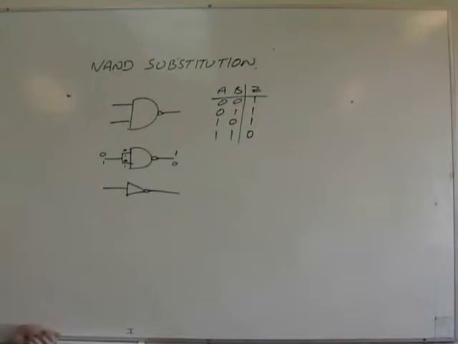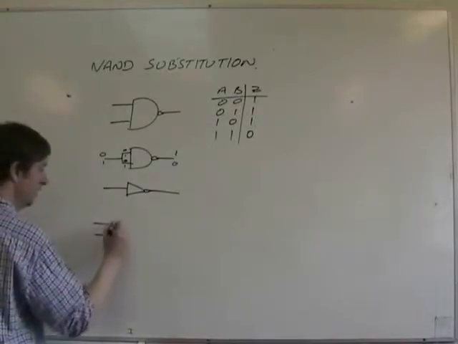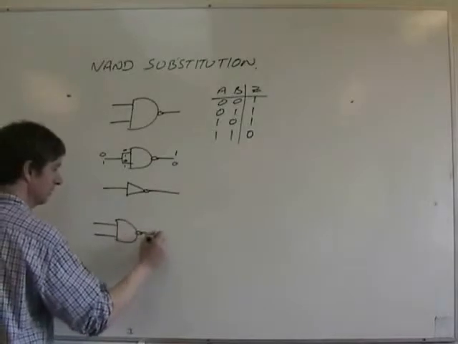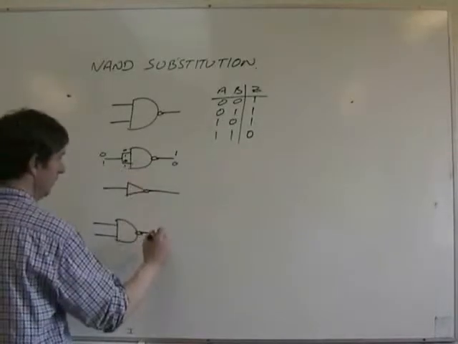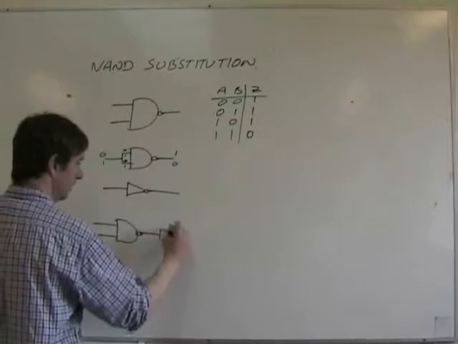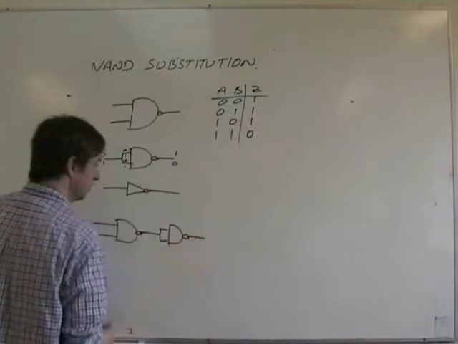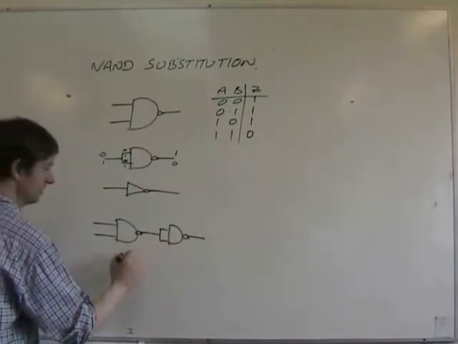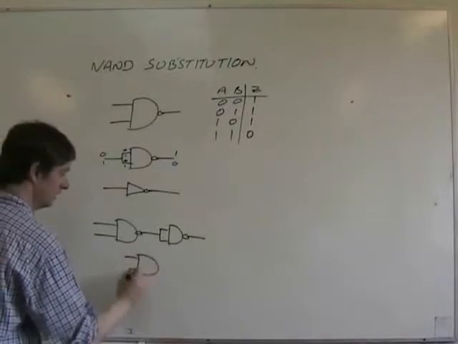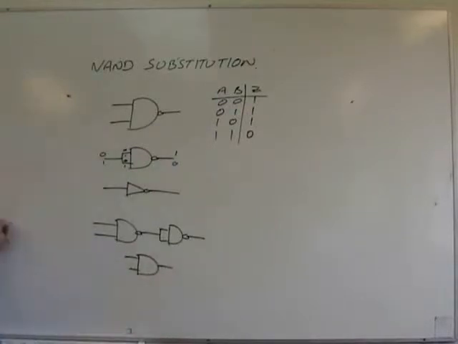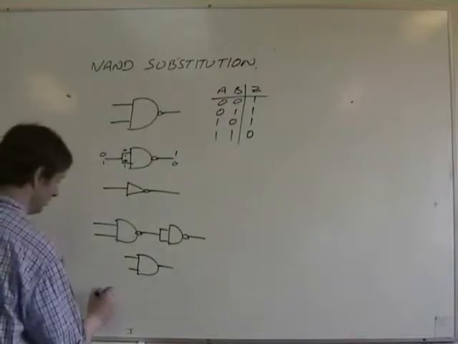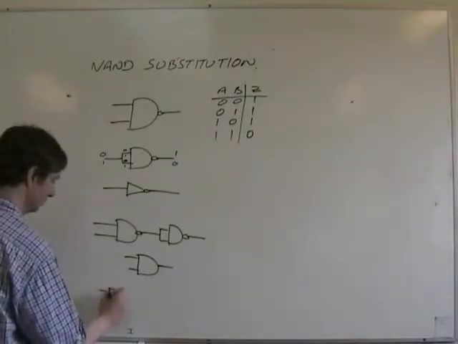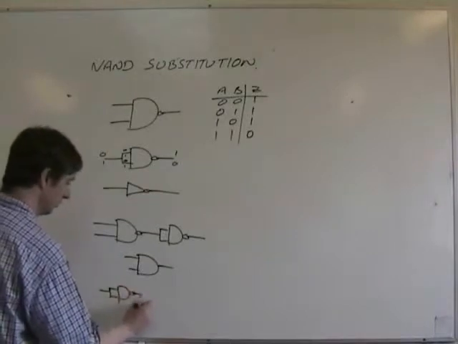So the NAND is the opposite of the AND. If we take a NAND gate and then put an inverter on the end of it, again a NAND gate, that is the same as an AND gate. The third one, with no easy explanation, is an OR gate. This one you just have to remember.